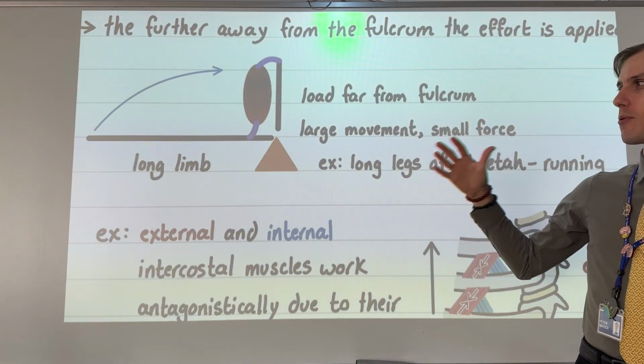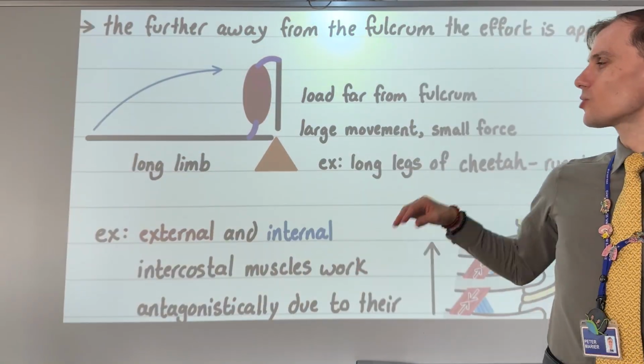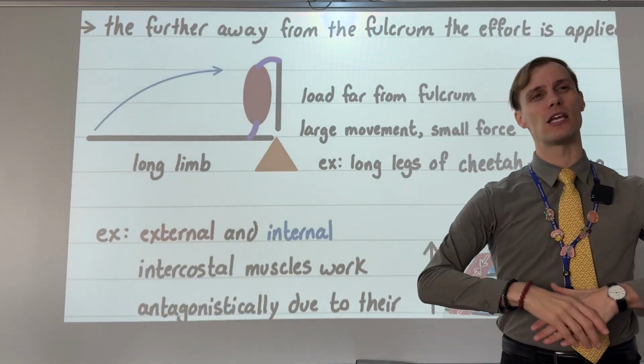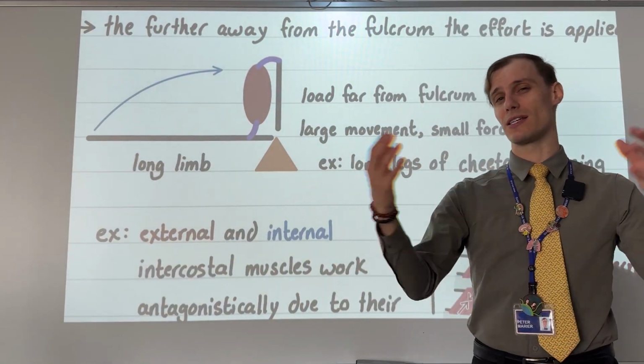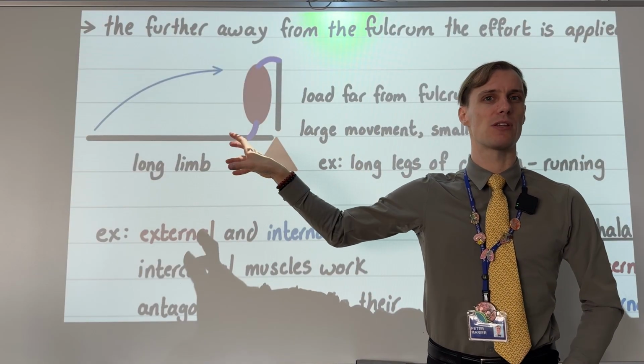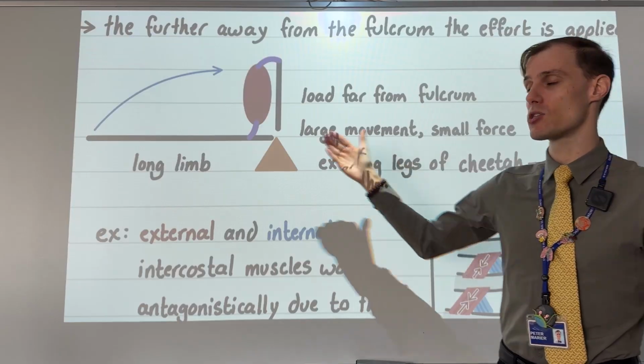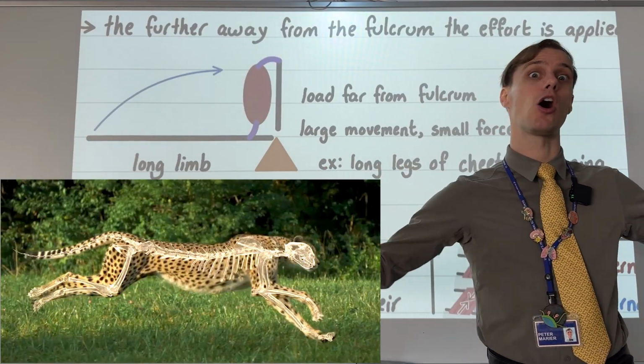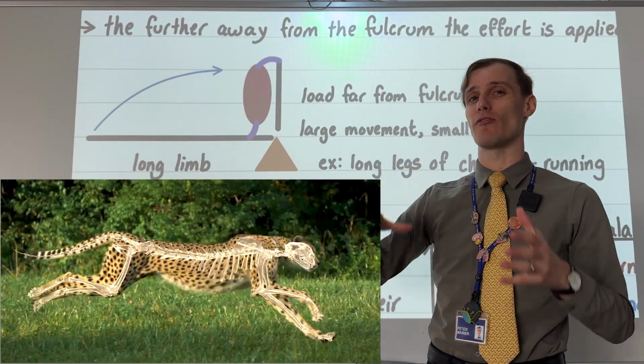So consider this example where the limb is relatively long. This kind of setup would be quite useful as it allows a larger range of motion and a greater acceleration over a distance. So you see this a lot in things like short bursts of power or things like sprinting. Hence why something like a cheetah would have very long legs and why this is really efficient for running.